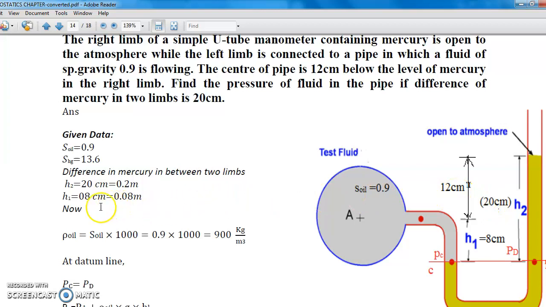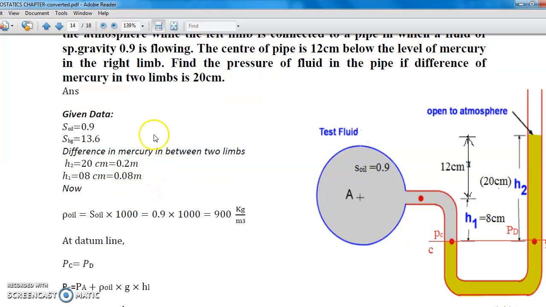Then you will get 8 centimeter. Then you have to divide by 100 to convert centimeter to meter. So what you will get? That is 0.08 meter. So these are the given values.